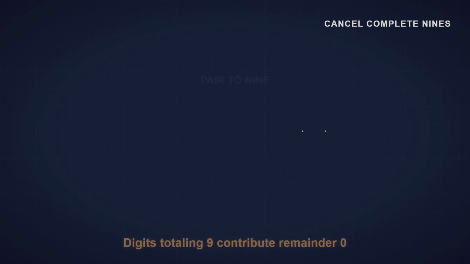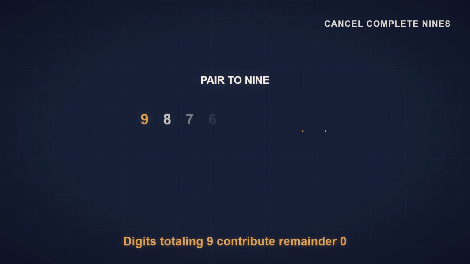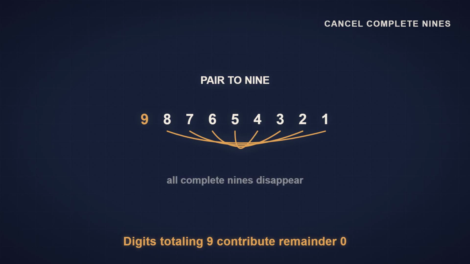The proof also explains familiar quick moves. You may erase any digit 9 because it contributes 0 modulo 9. You may erase digits that total 9, such as 2 and 7 or 4 and 5. In 987,654,321, pair 9 with nothing, 8 with 1, 7 with 2, 6 with 3, and 5 with 4. Every group disappears, leaving remainder 0 without performing the full sum.